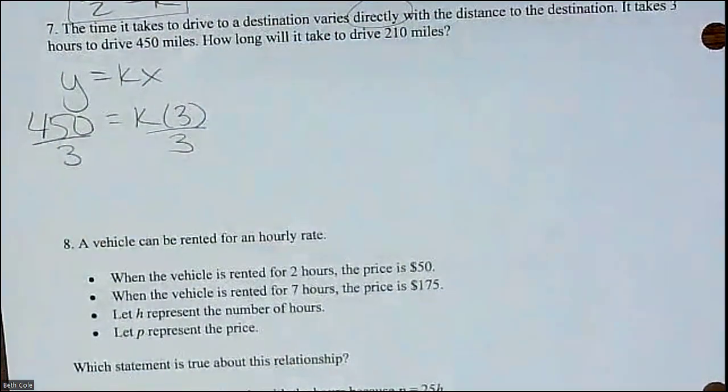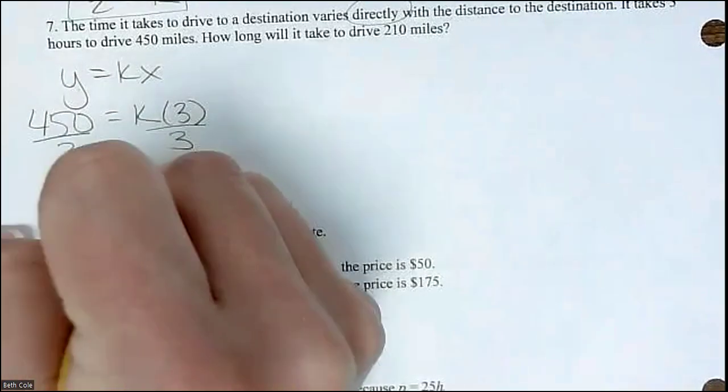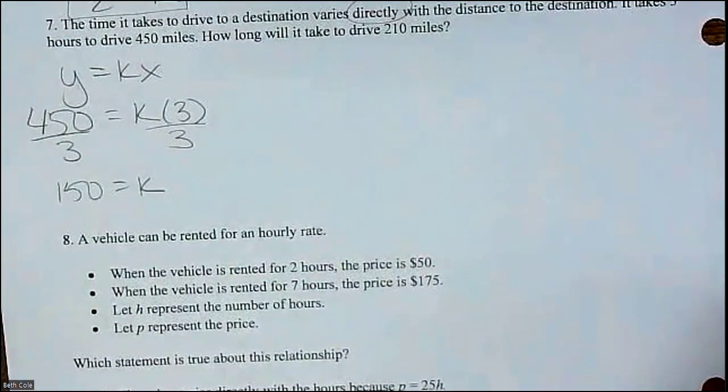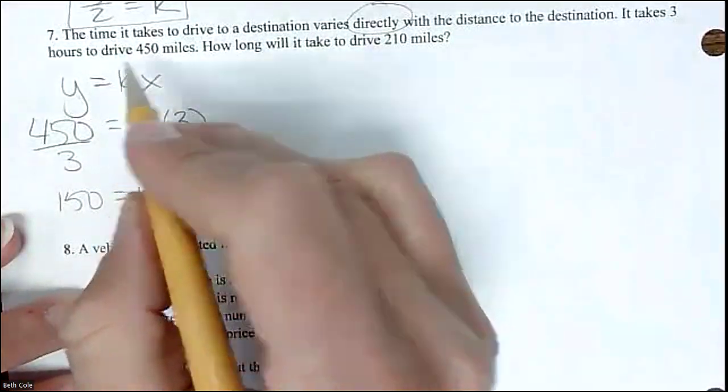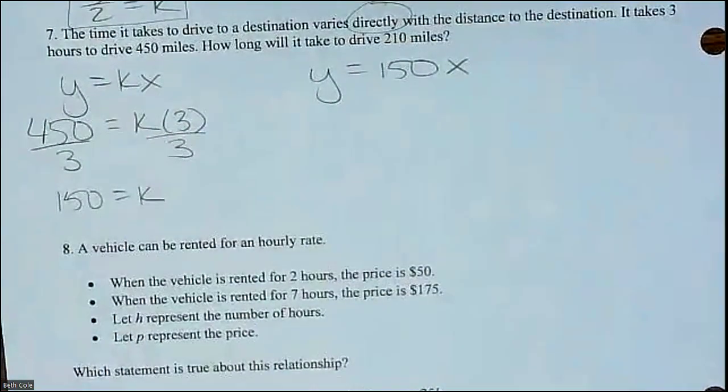So let me type that in. So we got 450 divided by 3. So 150 equals K. So then we're going to start back over, put the 150 back in for K. So you have Y equals 150X.